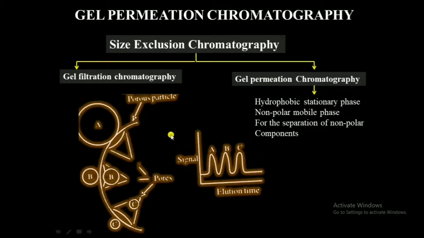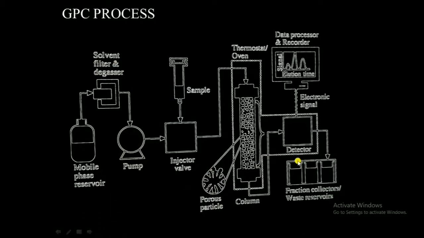So the components are separated based on their sizes. The component with the highest size, or bigger size, comes first because it cannot go inside the pore of the hydrophobic stationary phase. Okay, so next is what is the process happening in gel permeation chromatography.